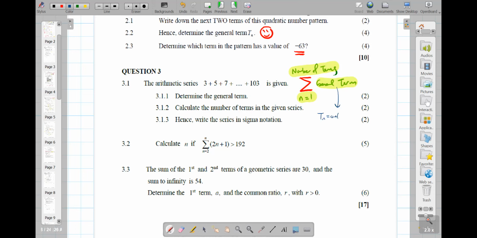So in this question, what is the general term? Tn is a plus (n minus 1)d. So do we know a? Yes. Do we know d? Yes. So that wouldn't be a problem. Can we get the number of terms? We can. That's not a problem as well. That's actually calculated in the previous answer.